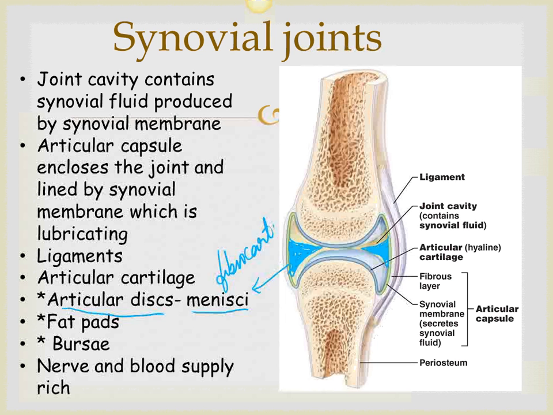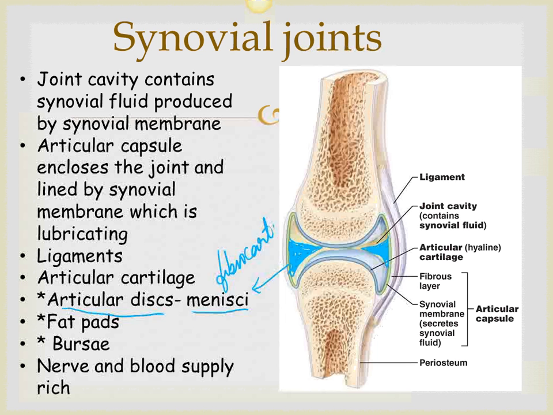It will be inside the capsule. Obviously, the capsule is the outermost structure, right? It's the bag which covers it on the outside. These menisci help to make one bone fit well into another bone. They help the contour of one to fit into the other well, and I'll show it to you in the next picture.